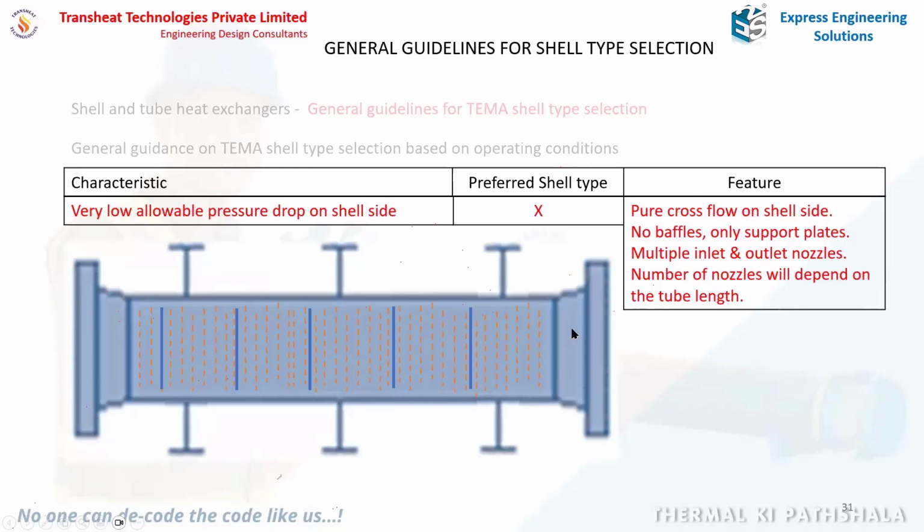adequate fluid distribution along the length of the tubes, we have multiple inlet nozzles and multiple outlet nozzles in an X-type shell. The number of inlet and outlet nozzles would depend on the actual tube length which you decide to use for that unit, so that you have proper distribution of fluid across the shell.